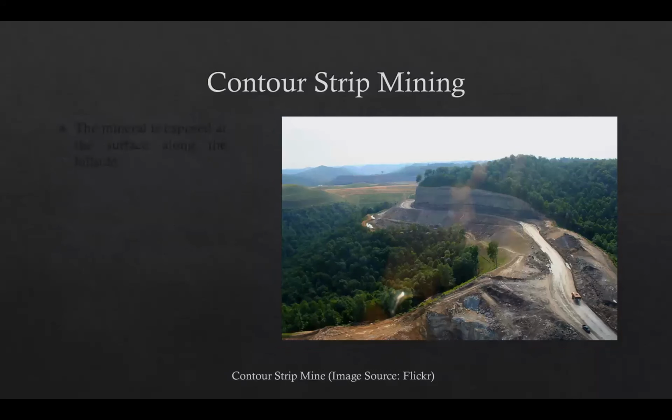The next mechanical excavation method is contour strip mining, which is applied in hilly areas where the mineral is exposed at the surface along the hillside. So the excavation looks like these benches look like the contour of the mountain. So instead of digging into the earth, we cut the side of the hill and extract the mineral.